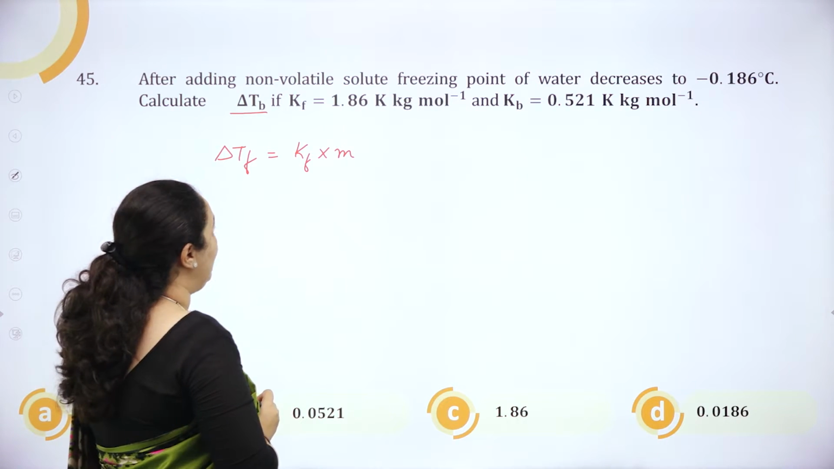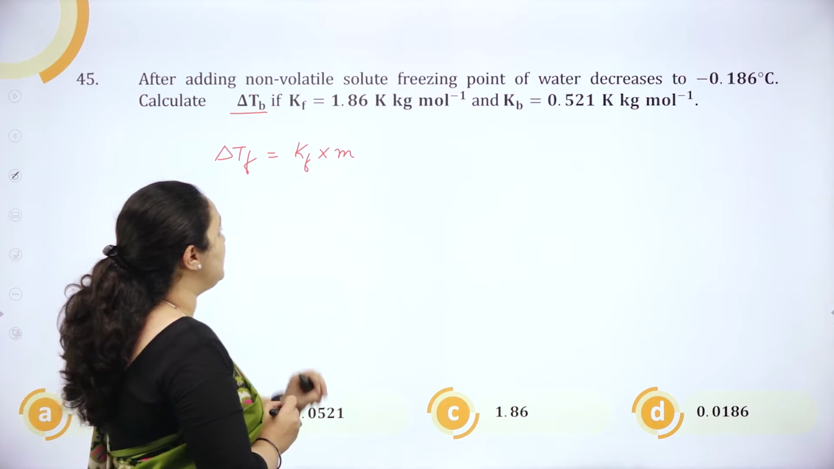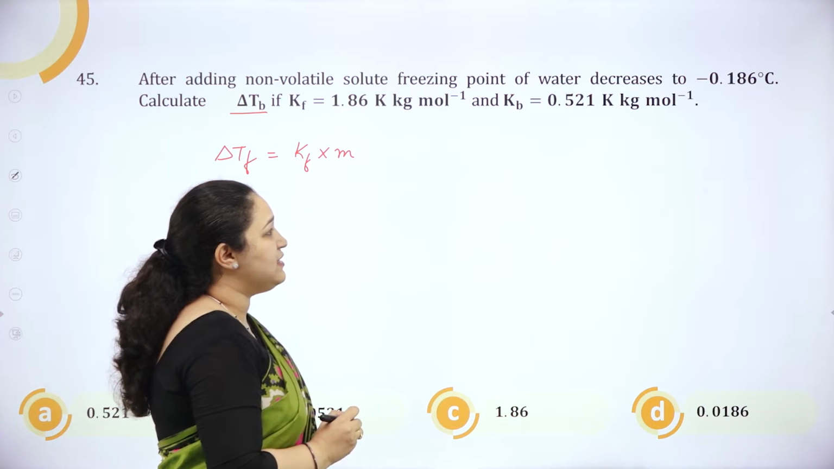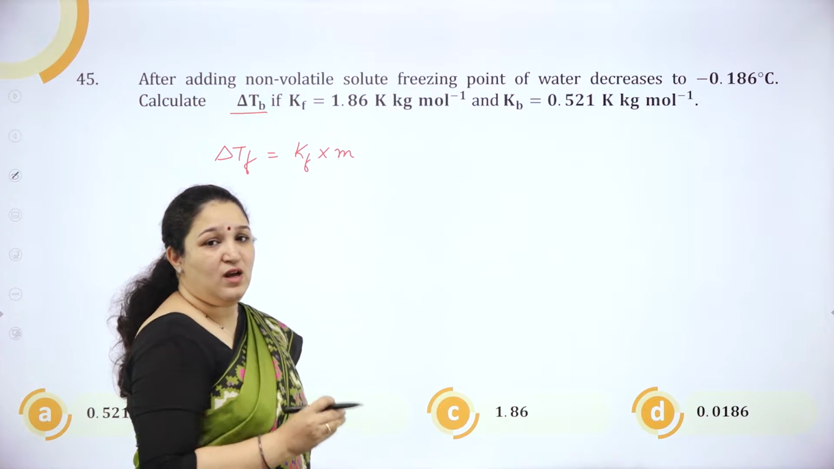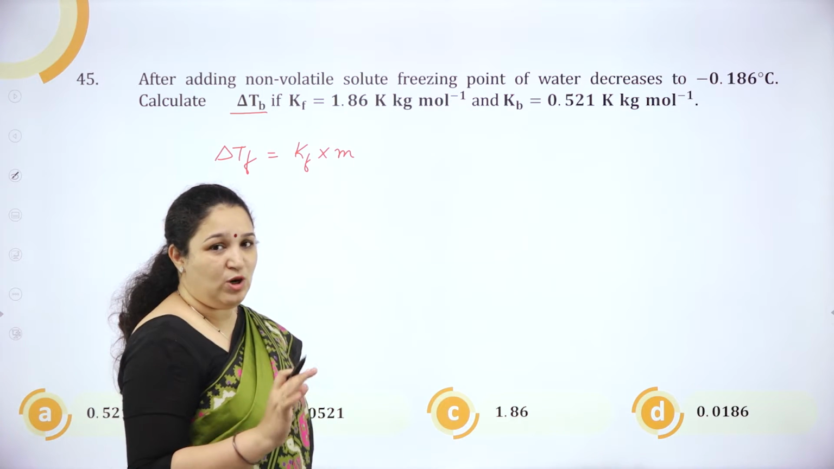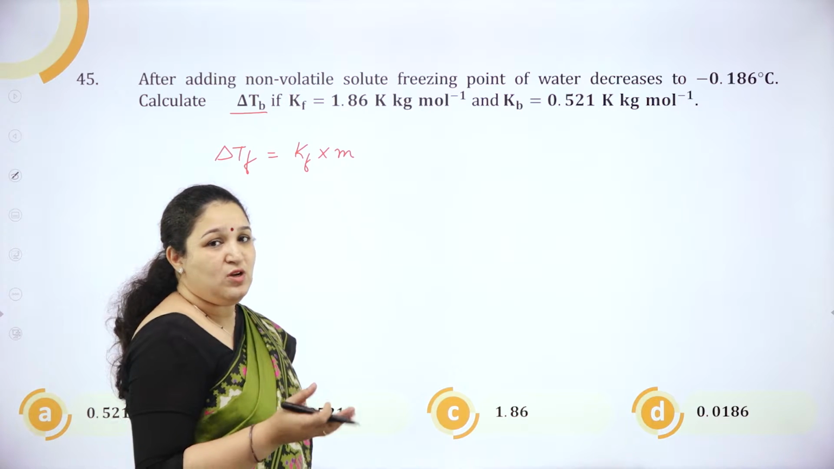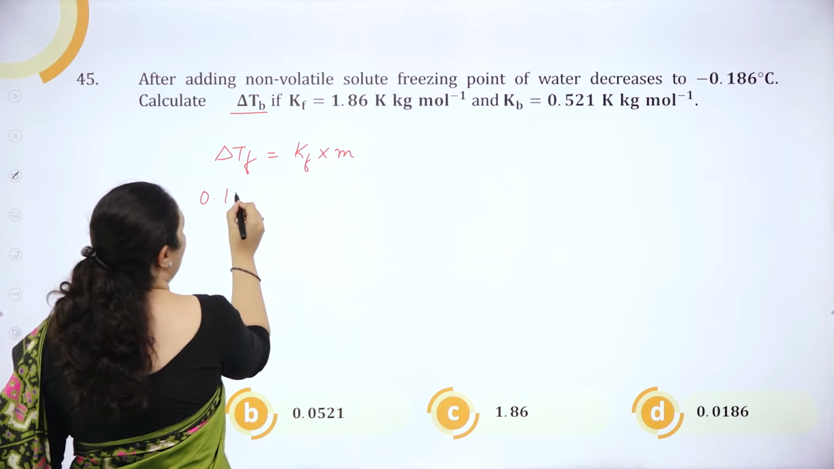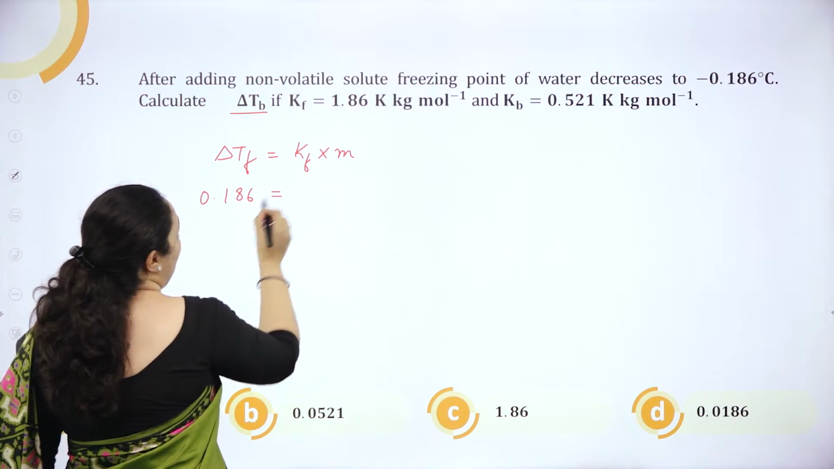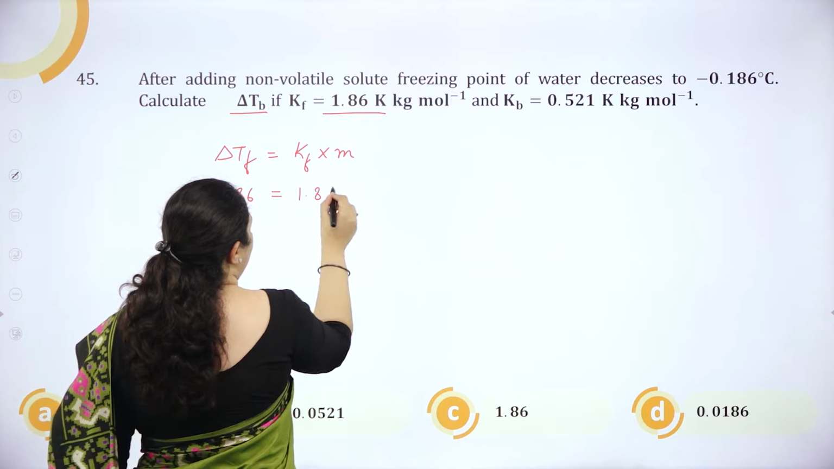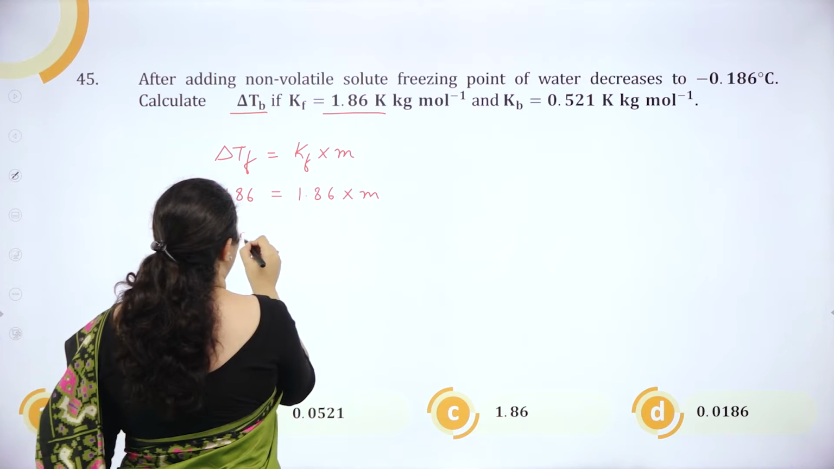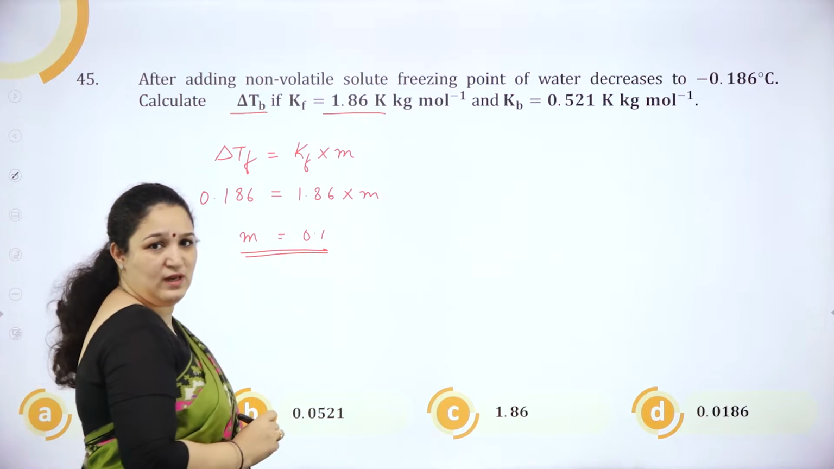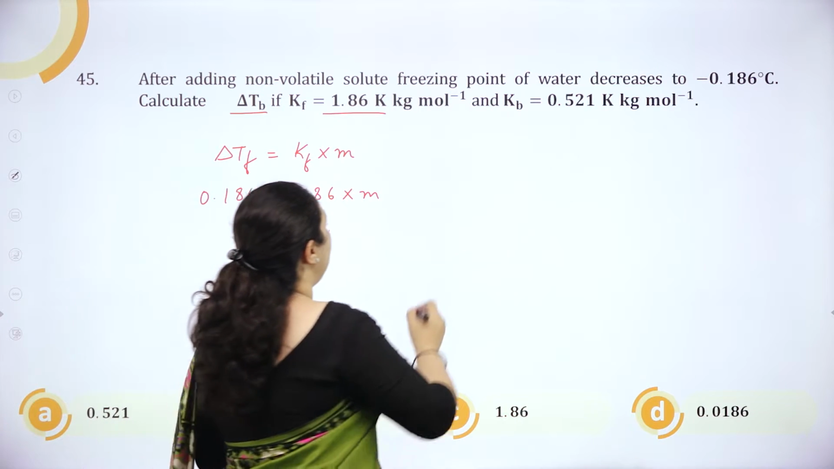Delta Tf, how can I get? They have given after adding non-volatile solute, freezing point of water decreases to minus 0.186 degrees Celsius. So freezing point of water without a solute is 0 degrees Celsius. So what will be delta Tf? It will be 0.186. Kf value is 1.86 into molality. So I can get the molality, that is nothing but 0.1. Correct? Now, can I find out delta Tb?